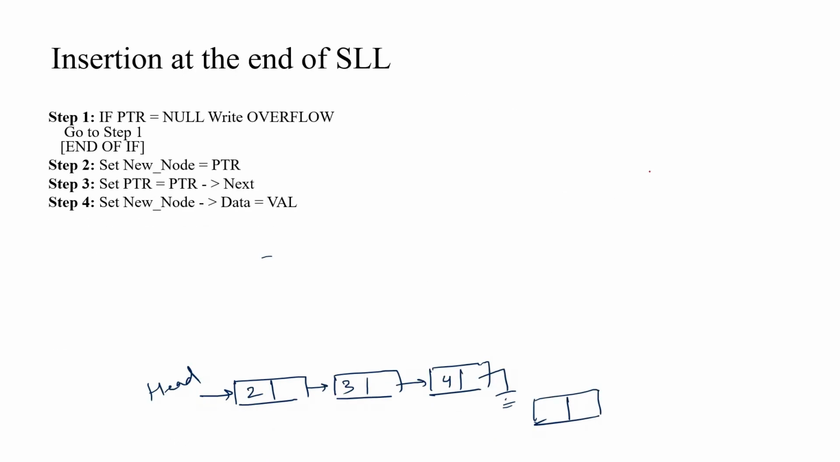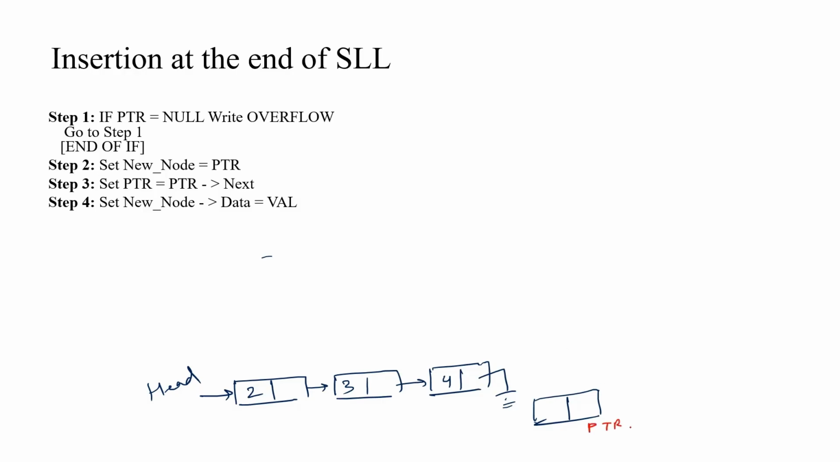Now, we are going to insert the node at the last position of the circular linked list. So let's take this example where we have three nodes, 2, 3, and 4, and we want to insert the node here at the last position. So steps number 1, 2, 3, and 4 are the same only. We are going to check if PTR is null, then we will write overflow because the memory is not allocated. Step number 2 is new node is equal to PTR.